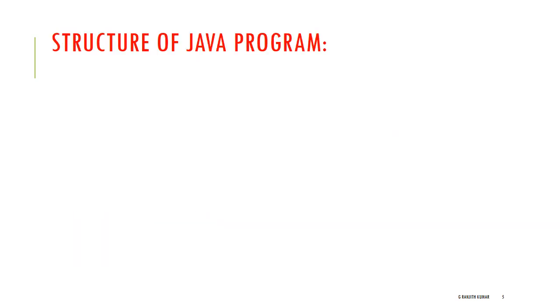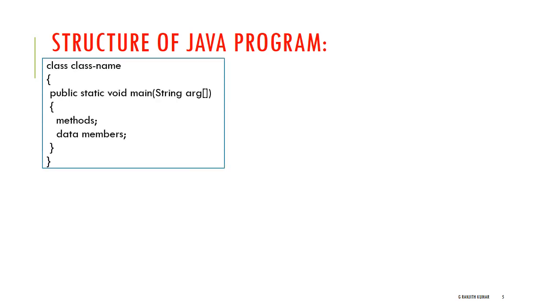Now coming to the structure of a Java program. This is the structure of the Java program. While writing a Java program, you can create any number of classes, but out of those, only one class should contain the main method. That represents where the program execution should start.